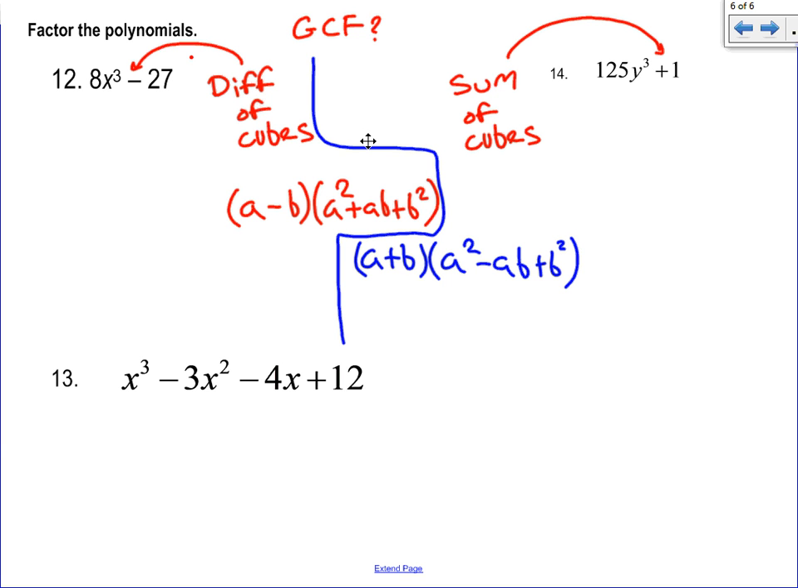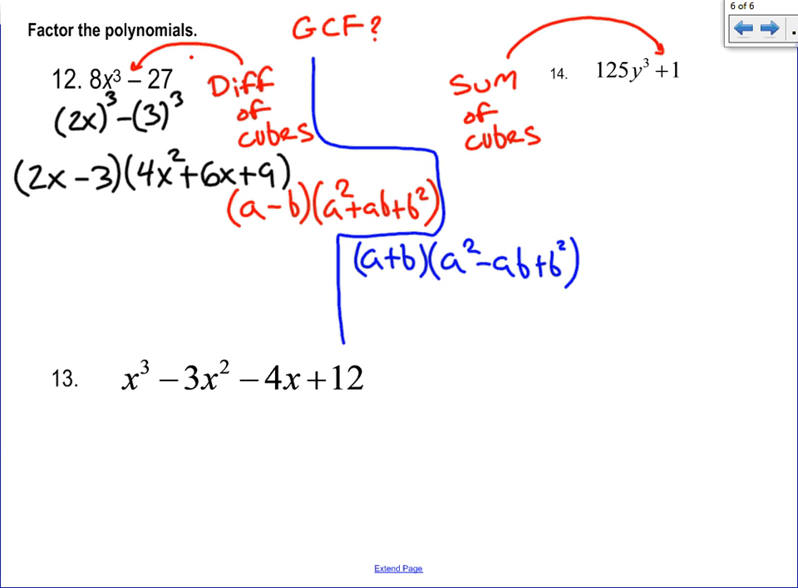So what is being cubed to make 8x cubed? Well, 2x, all of that cubed is 2 times 2 times 2, 8, and x times x times x, x cubed. 27 is just 3 cubed. So plugging that into our formula, we get 2x minus 3 times 4x squared, more on that in a second, plus 6x plus 9. It is 4x squared because a squared is 2x times 2x. That's 4x squared. All right.